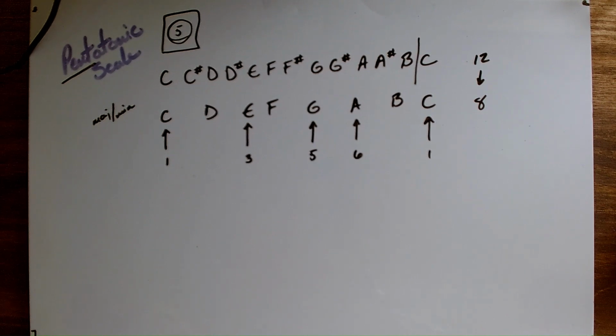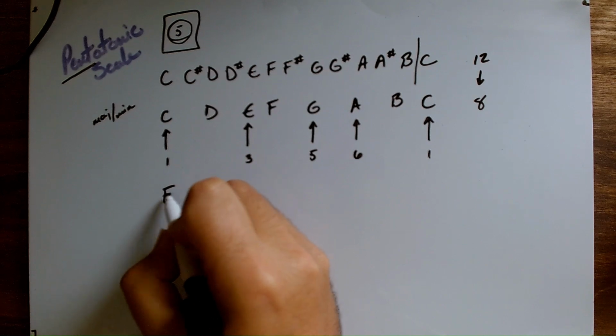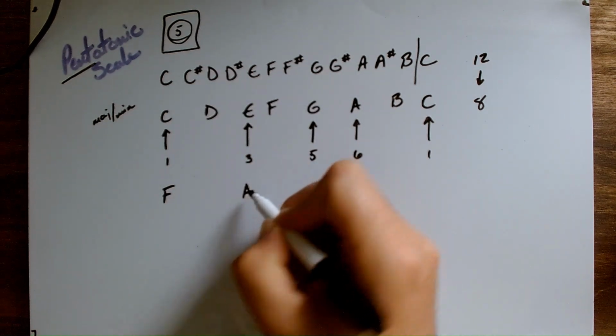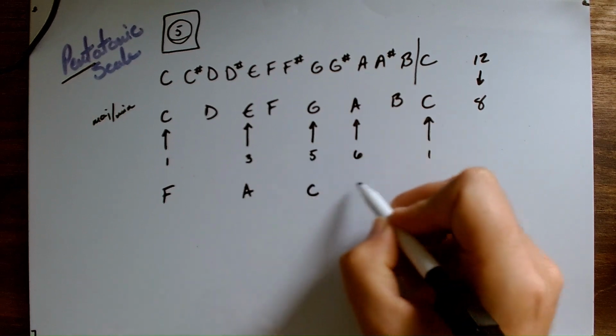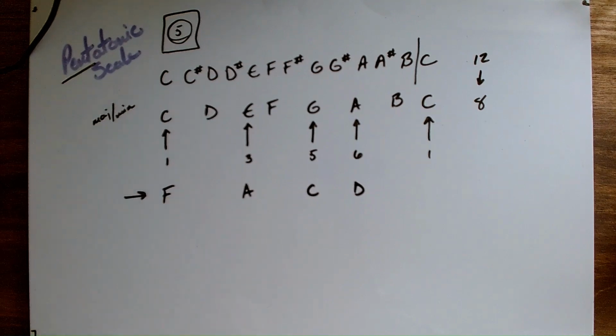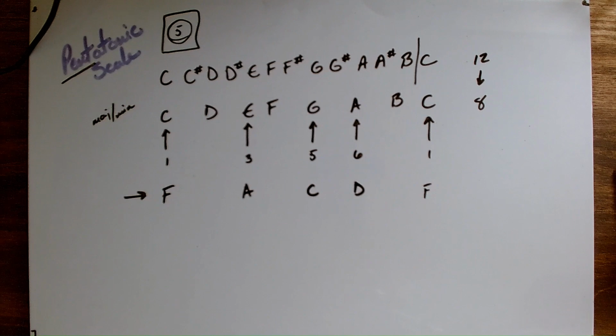This is how you can figure out things real quick. Window shopping. Just to prove it to you, we need to find the ones for F. I don't expect you to know an F pentatonic, but if I do the same exact thing right here, that would be an F, an A, a C, and a D note. Of course, back to F. So there are the notes you need to go through for an F.